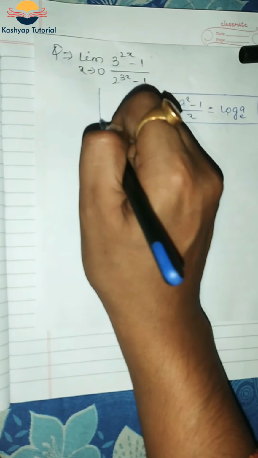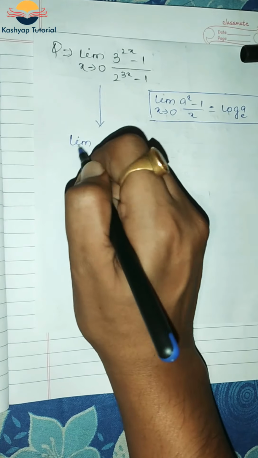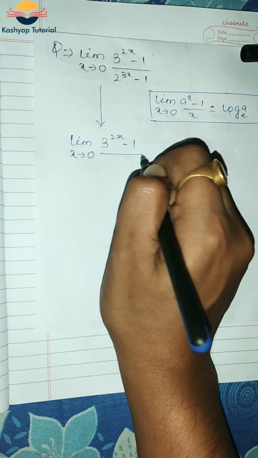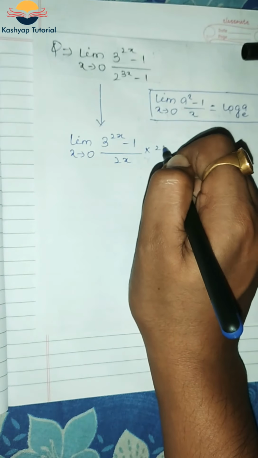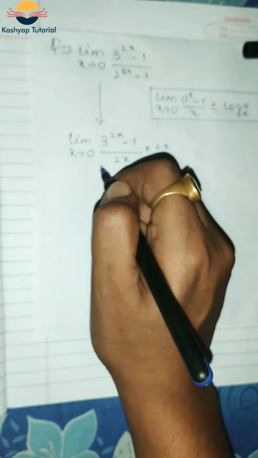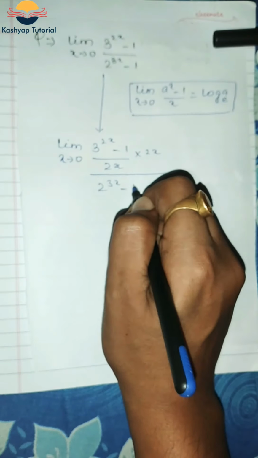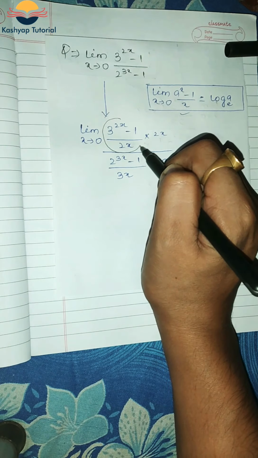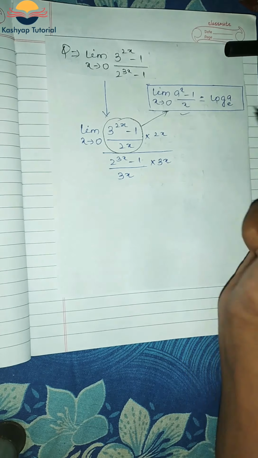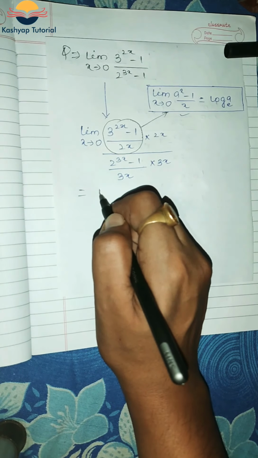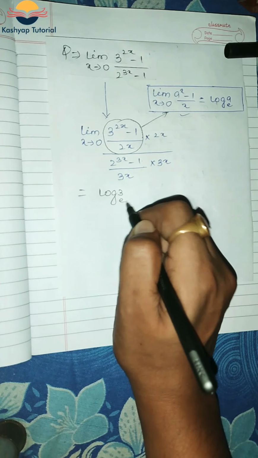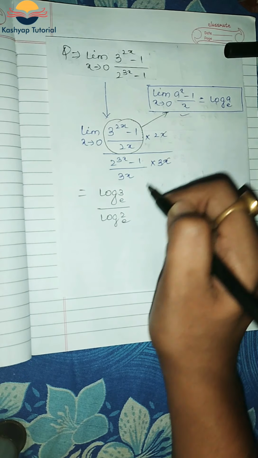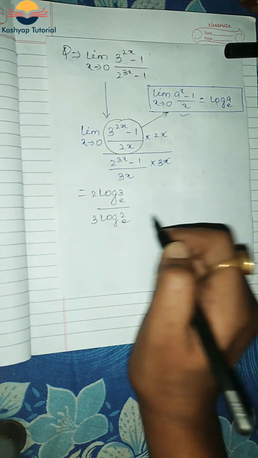So first we have to transform this limit, x tends to 0, (3 to the power 2x minus 1) divided by 2x, into 2x. We are multiplying 2x to both numerator and denominator. To the power 3x minus 1, we will be multiplying 3x to both numerator and denominator. This results in the form of this one. So we will be using this as log 3 base e divided by log 2 base e, and this x will be cancelled out. You can write 2 3.